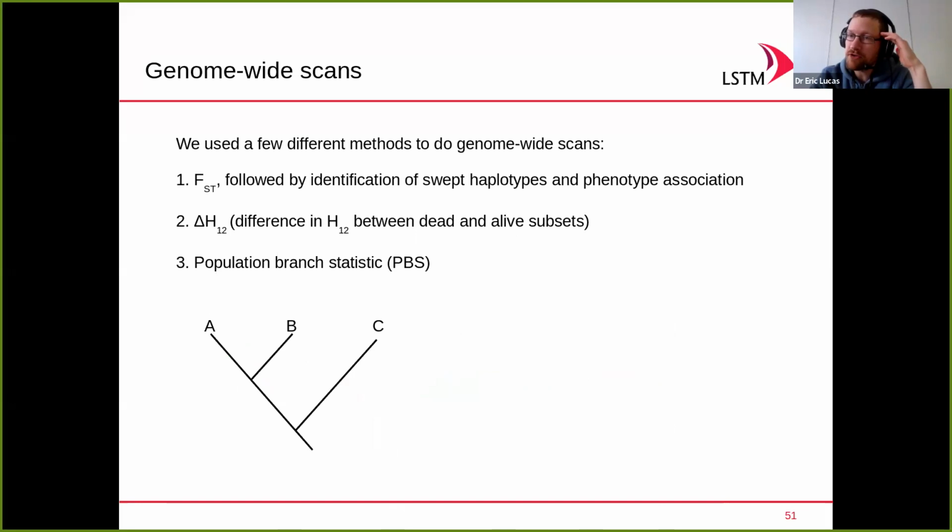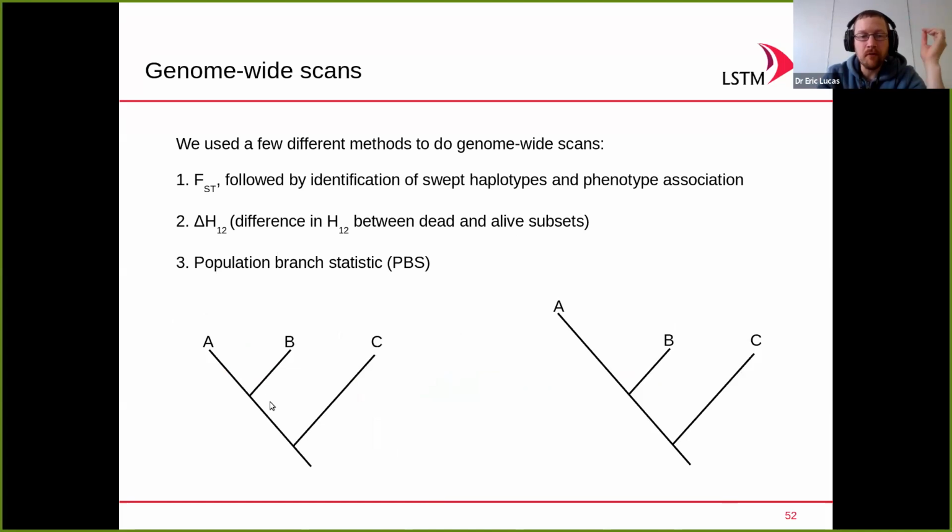We also use something called the population branch statistic, which is essentially a measure of how much evolution has happened in a given lineage. Imagine three different populations: population A, population B, population C. One scenario is that population A has had not so much evolution, and another is that there's been lots of evolution along population A, which means that genetically it becomes more distinct from populations B and C because there's been more genetic change. PBS is essentially a measure of this distance, the amount of genetic change that's occurred since population A separated from population B.